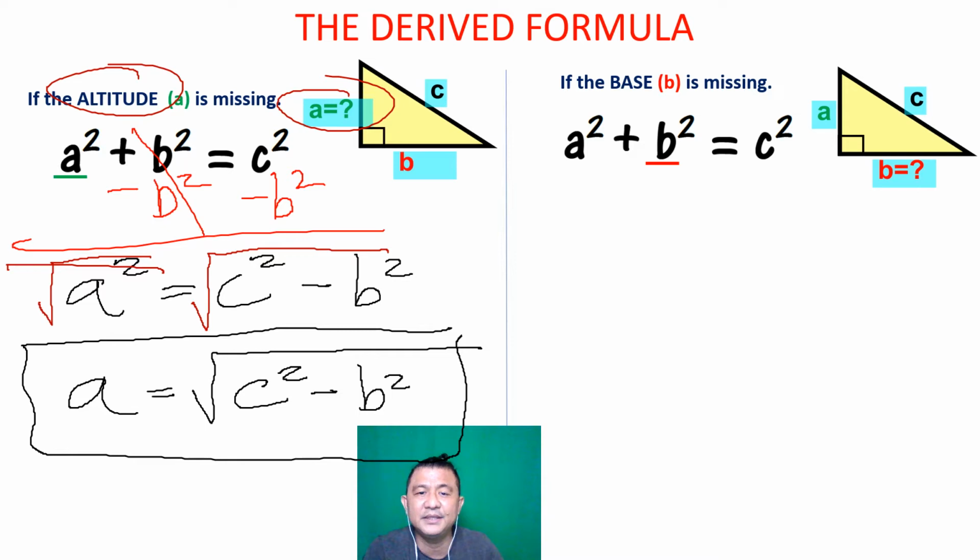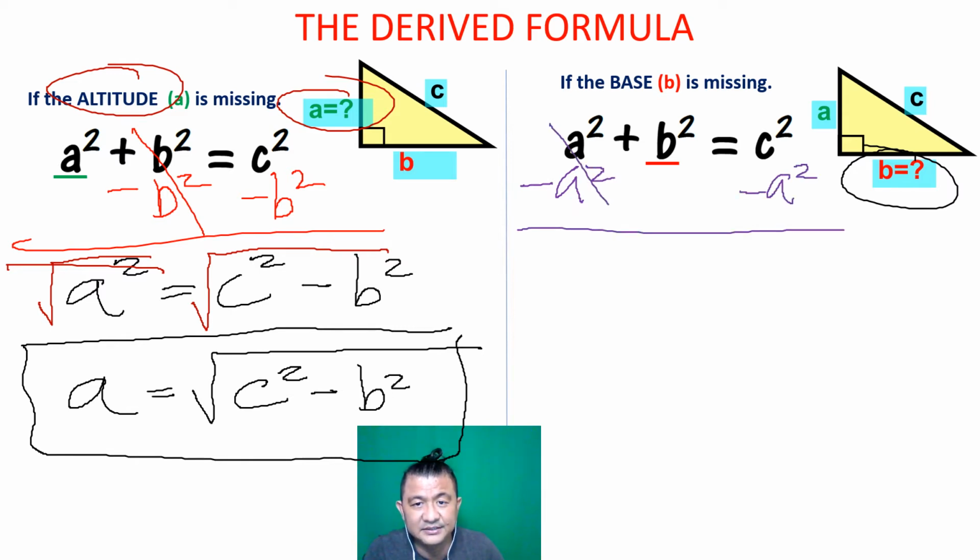Next, the b is missing. Okay, the b is missing. I need to get rid of a squared. How do I get rid of a squared? Subtract a squared on the left, subtract a squared on the right. That cancels out. Bring it down. b squared is equal to c squared minus a squared.